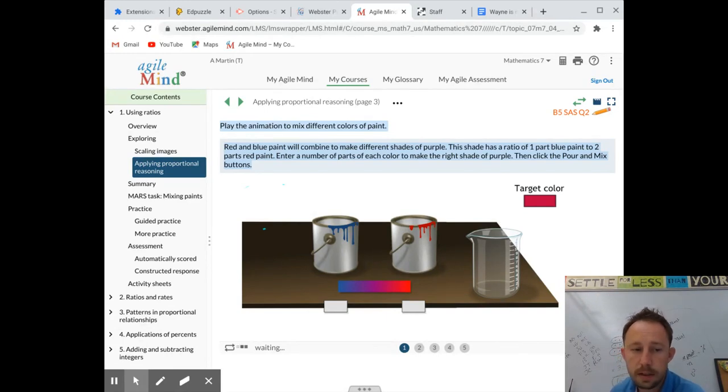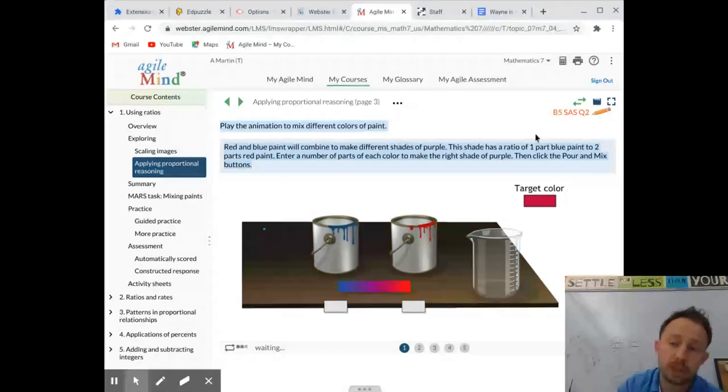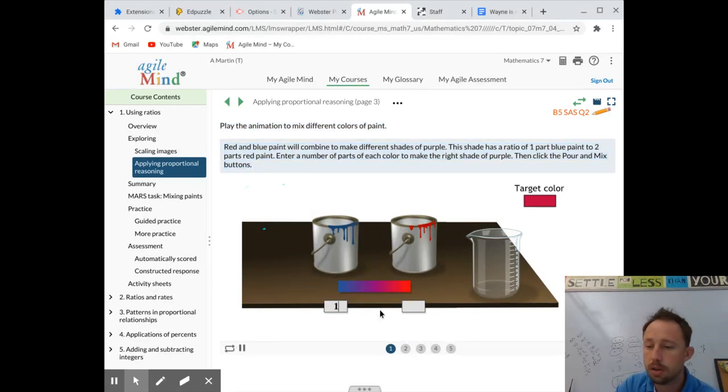All right. So if we look at this, it says the red and blue paint will combine to make different shades of purple. This shade has a ratio of 1 part blue to 2 parts red. And we have to enter a number of parts of each color to make the right shade of purple. So let's just try what they originally gave us, 1 part blue to 2 parts red. If we do that, let's see what color we're going to have.